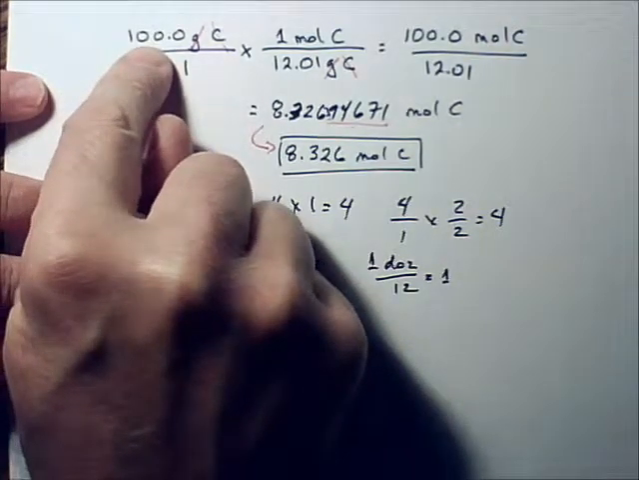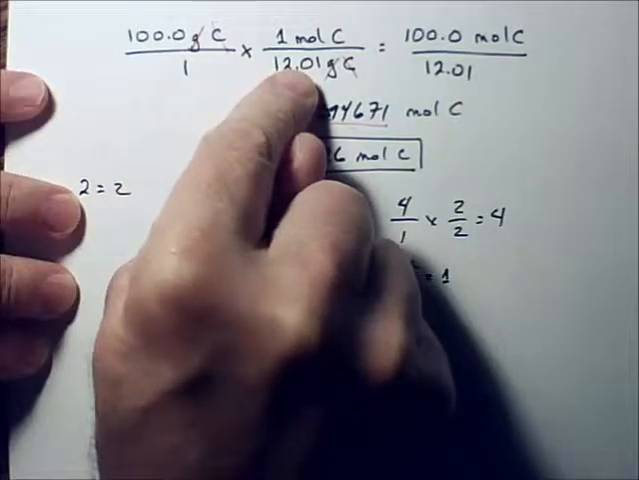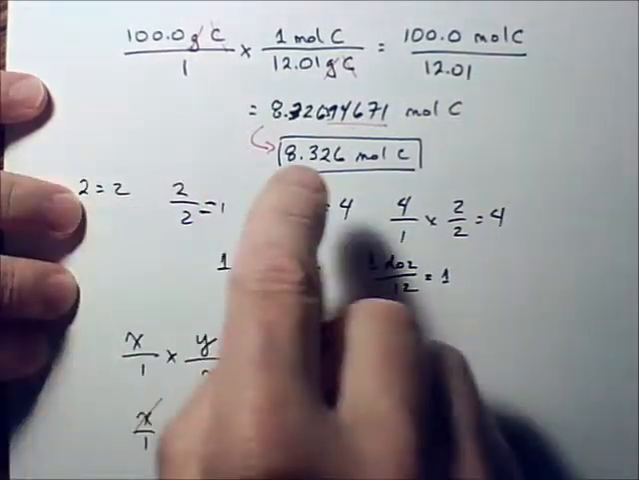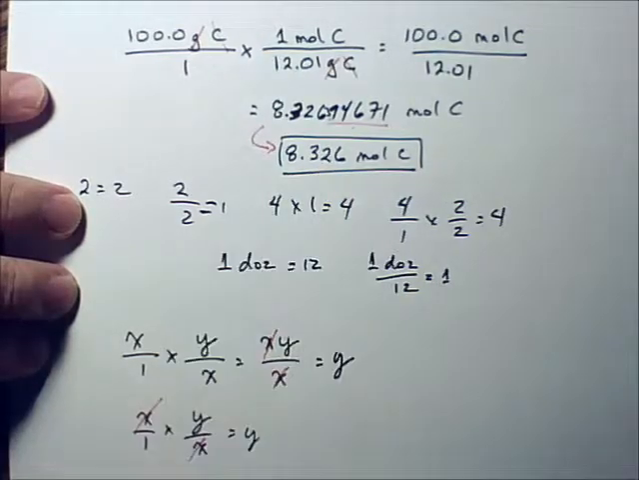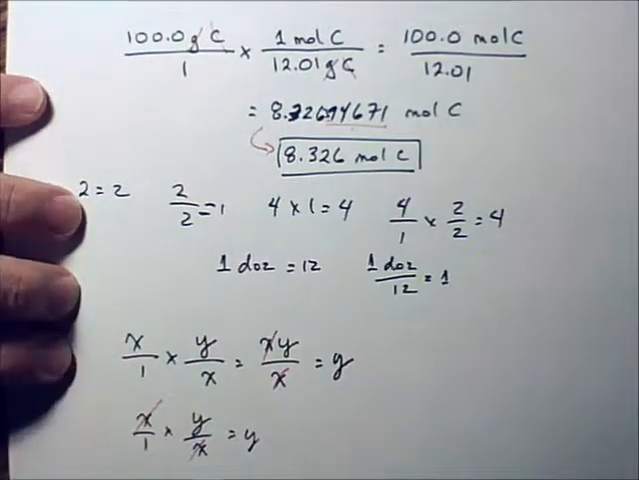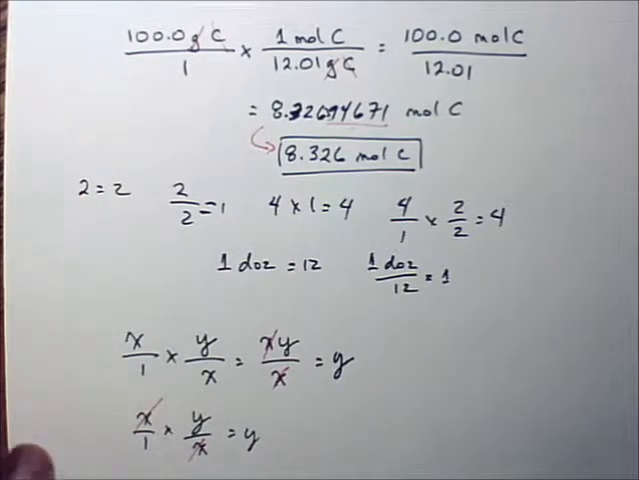Because this number is a measured or calculated number. This number is a measured or calculated number. And they both have 4 significant digits. So I want my final answer to have 4. I counted 1, 2, 3, 4. Everything else is insignificant. Got it? All right?